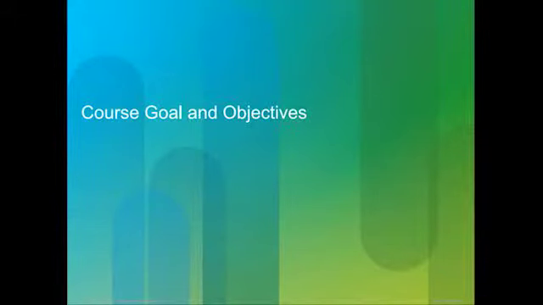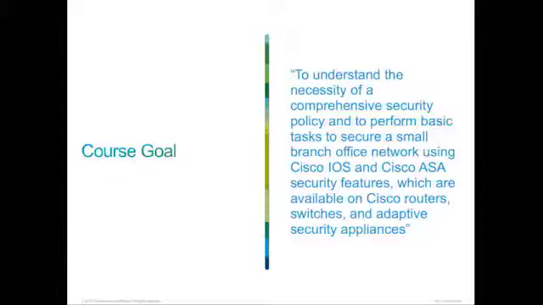Now, the course has some goals and objectives. The stated goal of this course is to understand the necessity of a comprehensive security policy and to perform basic tasks to secure a small branch office network using Cisco iOS and Cisco ASA security features, which are available on Cisco routers, switches, and adaptive security appliances, unquote. That's what the goal is.